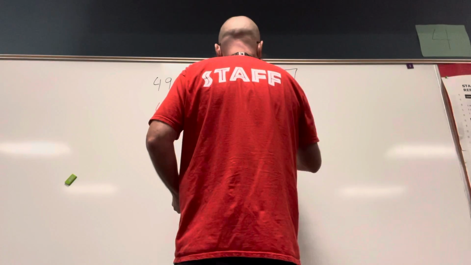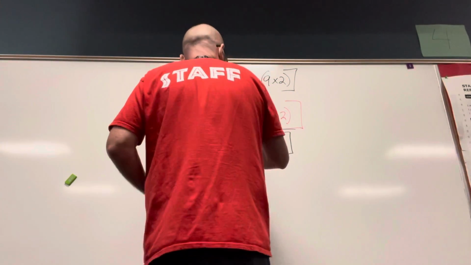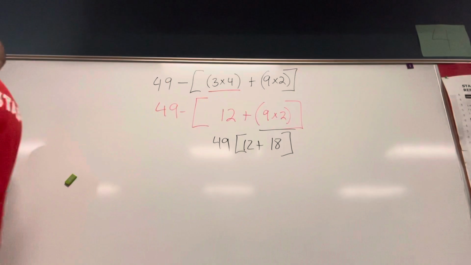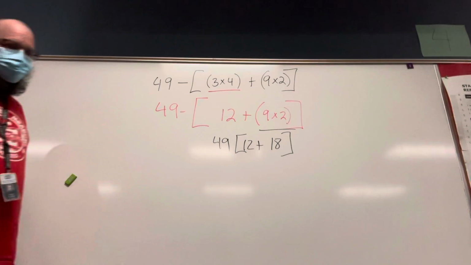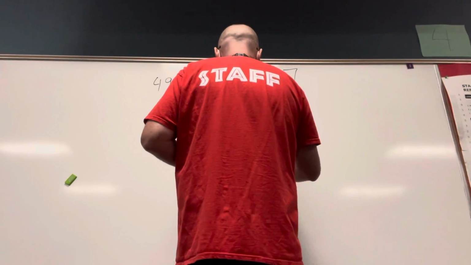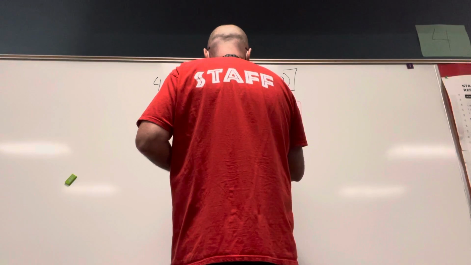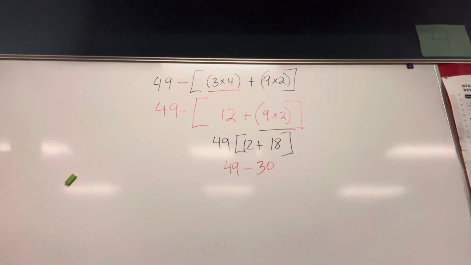We're still inside my brackets. And we have 49. So then Jacob, we're still inside the brackets. We have 12 plus 18, which is? 30. You sounded so sure about that, didn't you? 30. And so we have 49 subtract 30. And what do I get, Leighton? 19.